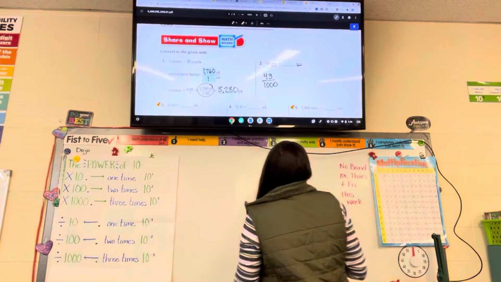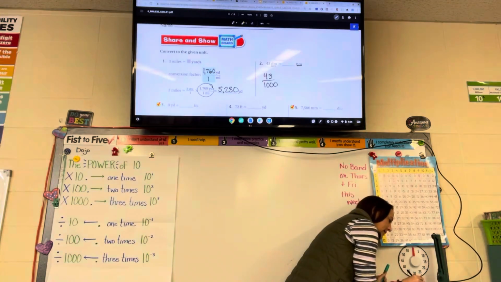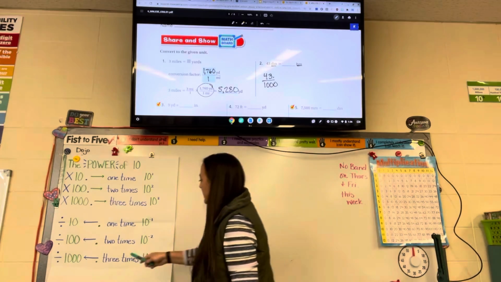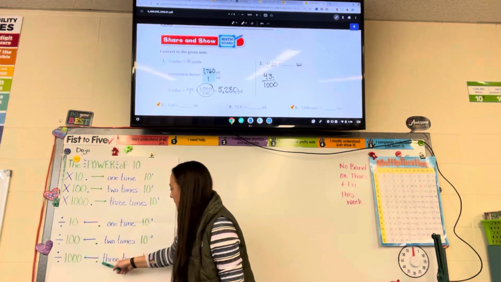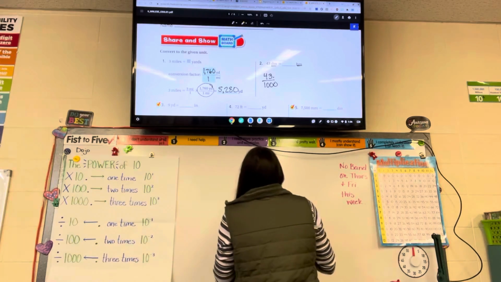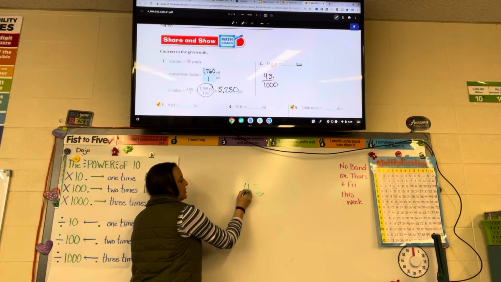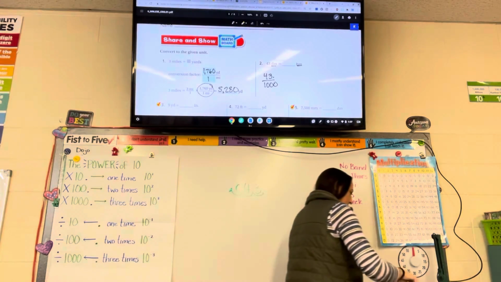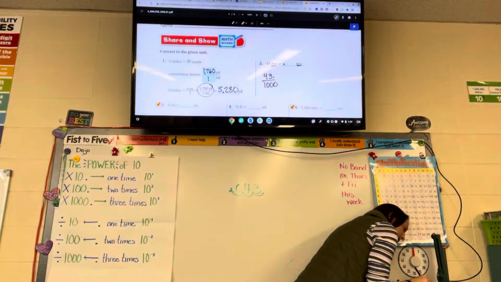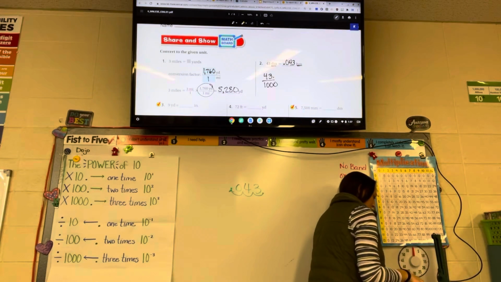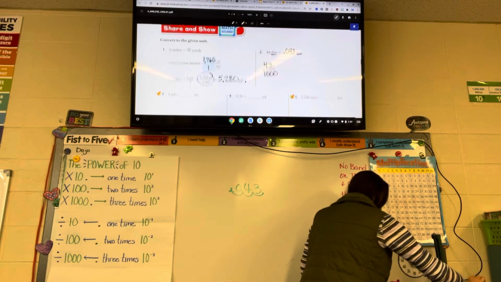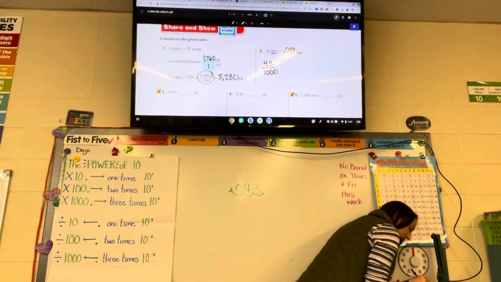43 divided by 1,000. Where's the decimal point in 43? After the 3. Good. So if we divide by 1,000, we move the decimal point 3 times to the left. So we're going to take 43. The decimal point's right here, go 1, 2, 3. It ends up right here, and we've got to add a 0 right there. Okay? So it is 0.043 hectometers. So we did 43 divided by 1,000.